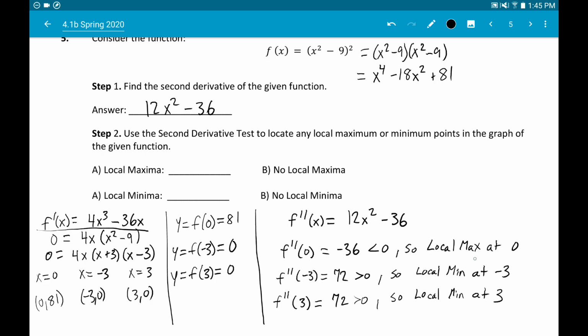All right, so we've got the one local max at 0. That point was (0, 81). And then we've got 2 local mins at negative 3 and 3. So those points were (-3, 0) and (3, 0). So remember, just put a comma in between the points when you list them on the homework. All right. Take a look at the homework.